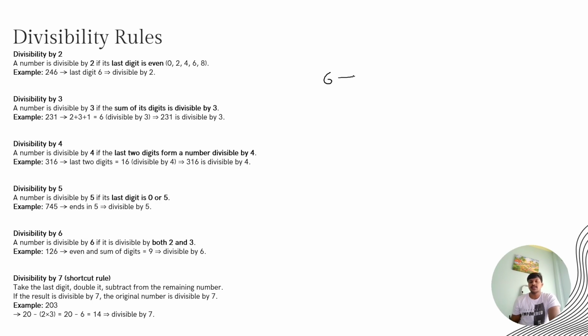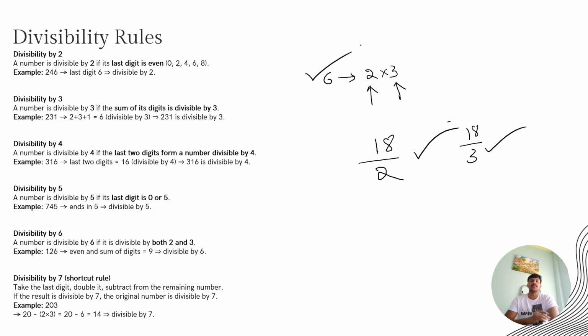Next, then what is the rule for 6? See, 6 can be written as 2 into 3. So if a number is following both the rules of 2 and 3, that number is divisible by 6. For example, let us take 18. Is 18 following the rule of 2? Yes, because the last number is divisible by 2. Is 18 following the rule of 3? Yes, 1 plus 8 equals 9, which is divisible by 3. So if a number is following both the rules of 2 and 3, that number will be divisible by 6.